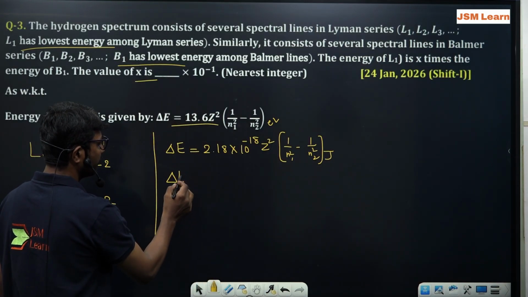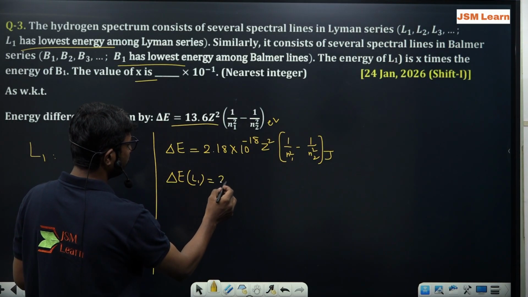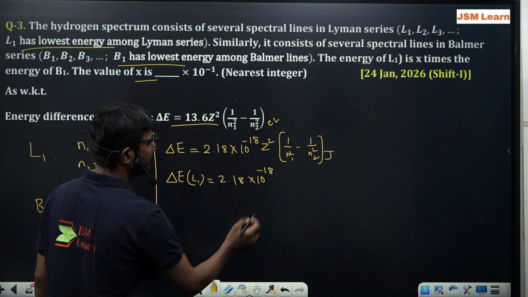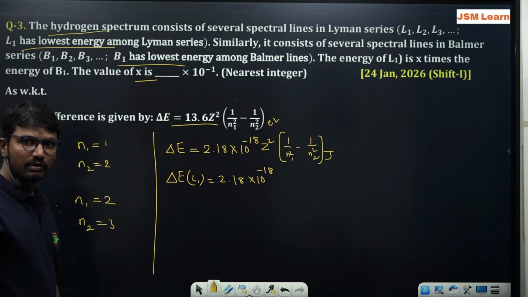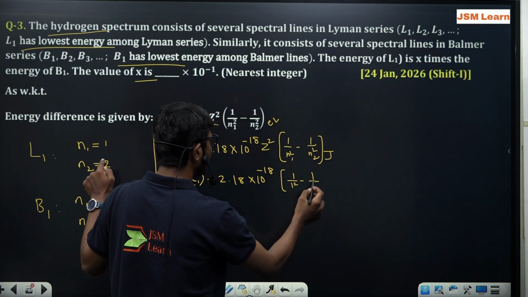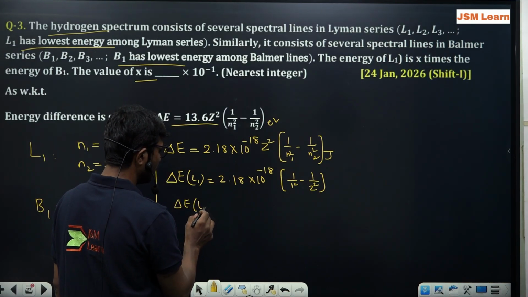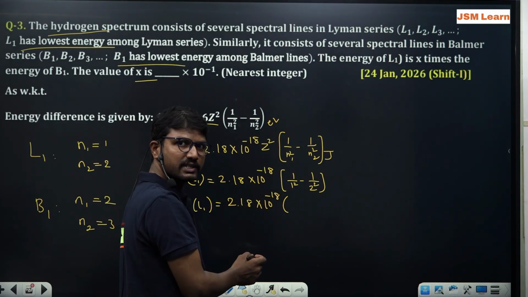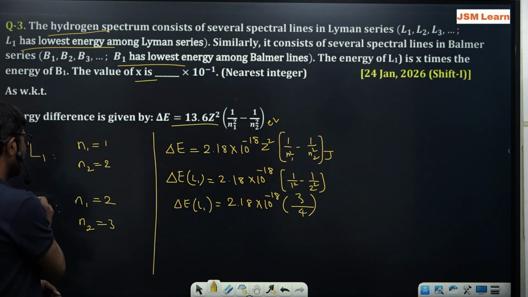Firstly I am trying for the Lyman first line. Here they have given the values as n1 value is 1, n2 value is 2, and 2.18 multiplied by 10 to the power of minus 18. For which atom they are saying? Hydrogen atom, so Z value will be 1 in both the cases. So 1 upon n1 square, n1 is 1 whole square, minus n2 is 2 whole square. From this we get delta E of L1 line is equal to 2.18 multiplied by 10 to the power of minus 18. On simplification of this we will get the value as 3 upon 4.